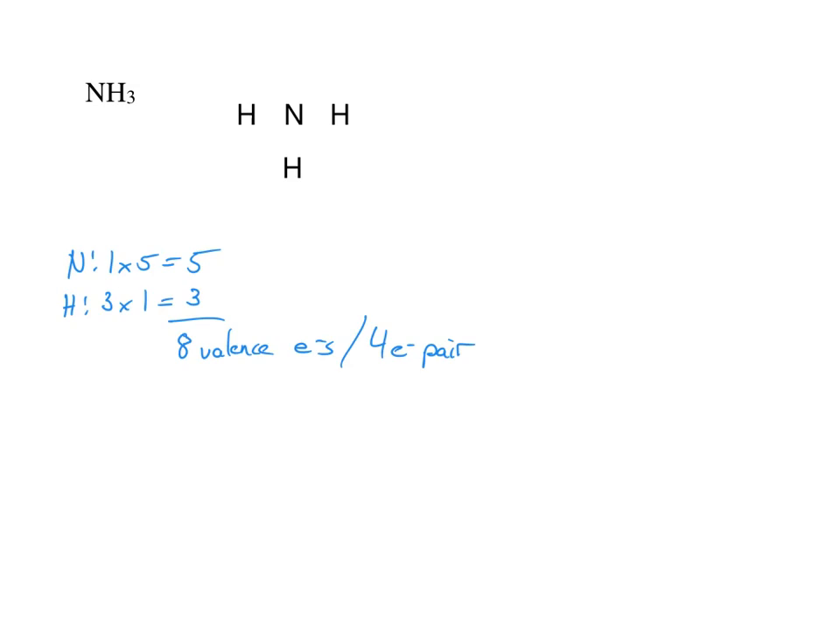Ammonia, NH3, 8 valence electrons, therefore 4 electron pairs. Once we connect up our outside atoms to the central atom, we see we've used 3 of our 4 electron pairs. The remaining electron pair goes on nitrogen. And we can see how all of the atoms have a complete octet.